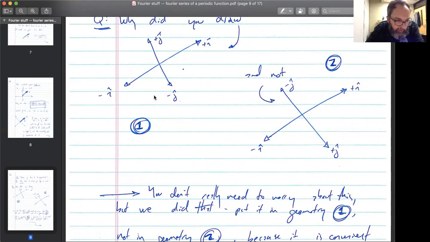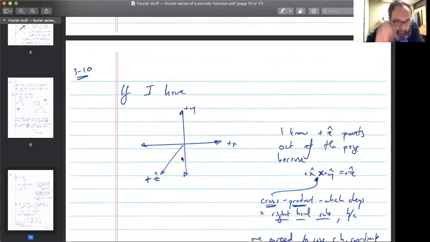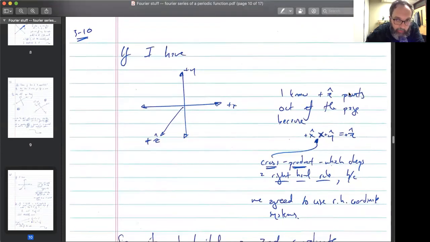Since it's all just mathematical abstractions, we could all agree to work with left-handed coordinate systems instead, but we would have to change the way some things are defined. So what does it mean to be right-handed? This is an XYZ coordinate system where Z is supposed to be coming out of the plane. And I know that it points out of the page and not into the page. I'm not looking down at it like this, I'm looking up at it like that.